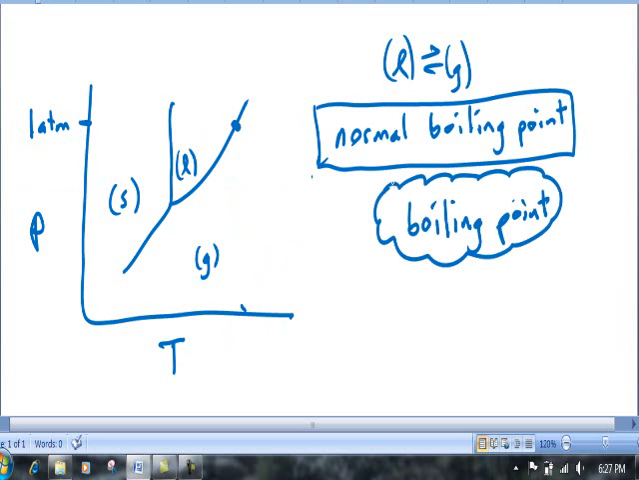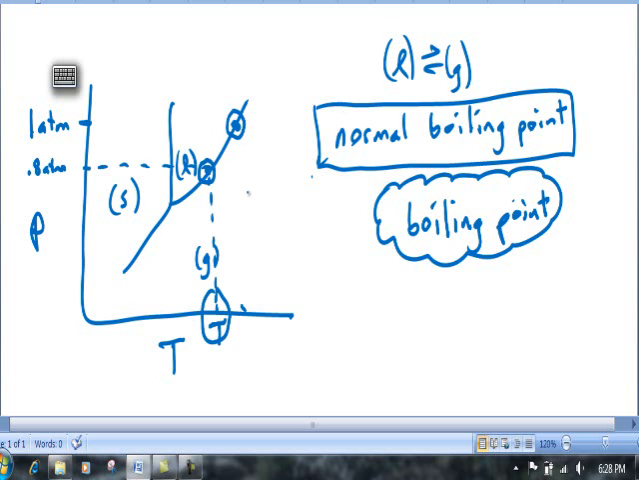Now, a particular liquid can have a number of different boiling points. Boiling point is merely when we have the pressure and temperature conditions to cause a gas and liquid equilibrium to exist as we're going through a phase change between the liquid and gas phases. Normal boiling point is specifically at 1 atmosphere. Now, if we change the outside pressure to something other than 1 atmosphere, we can still have a liquid to gas phase change.